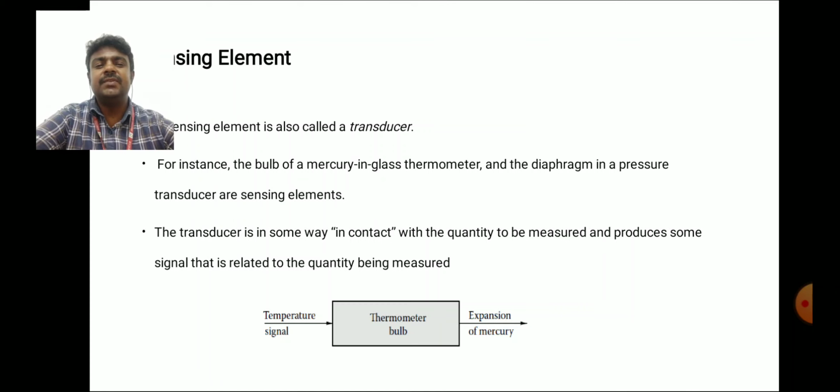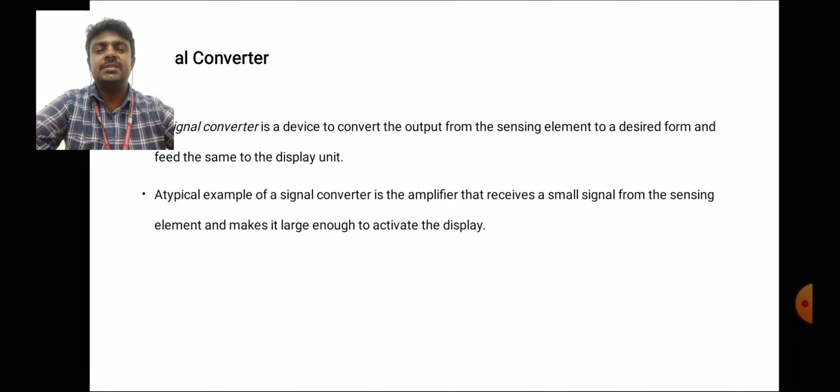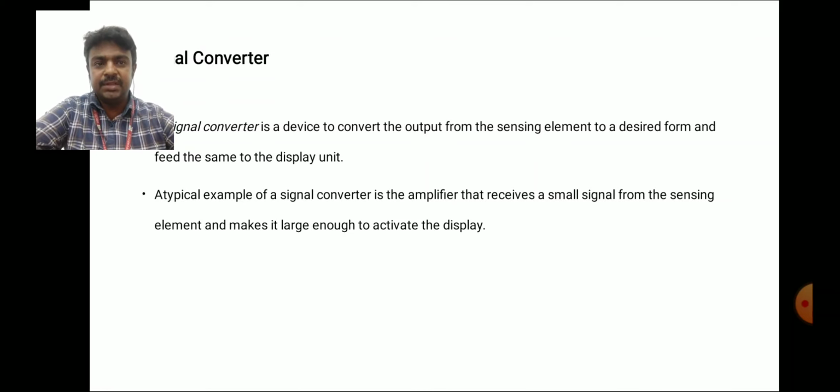So in this figure it has been clearly given. And the next one is the signal converter. The signal converter is a device which is used to convert the output from the sensing element to a desired form and feed the same to the display unit. A typical example of a signal converter is the amplifier that receives a small signal from the sensing element and makes it large enough to activate the display.